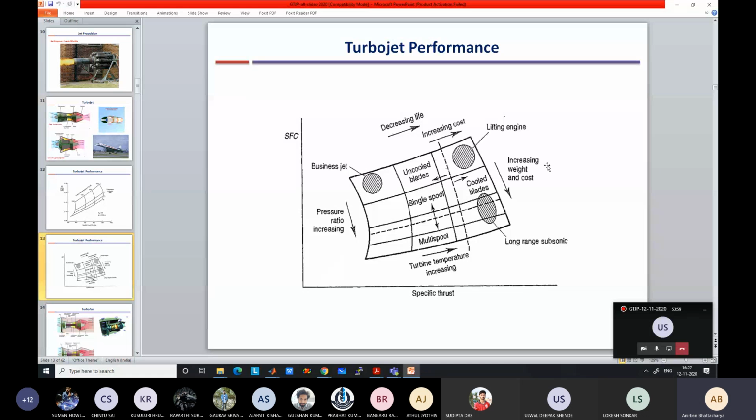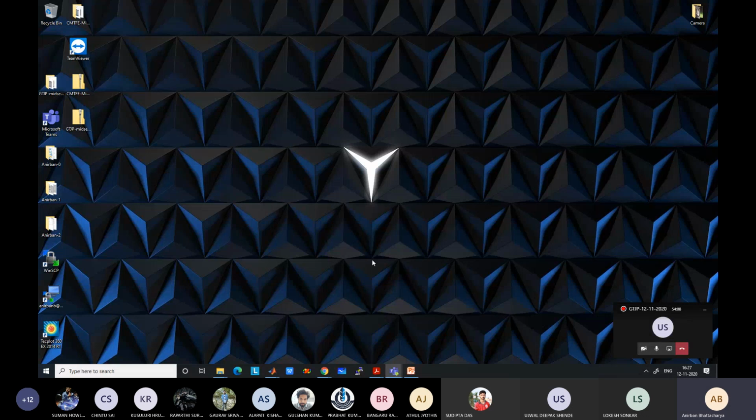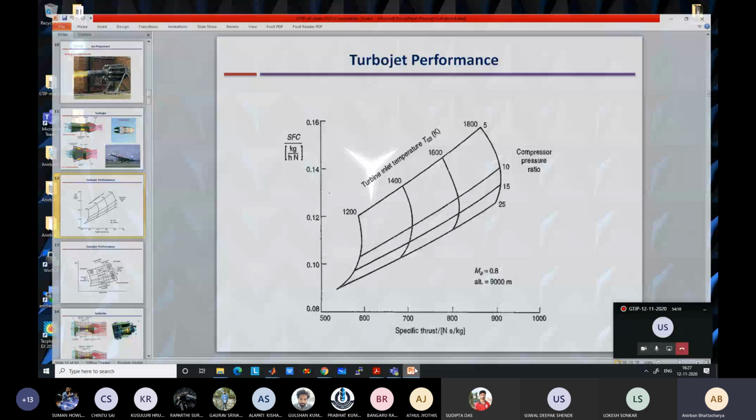Any questions on this turbojet part, what we have discussed for the last few classes? On nozzles and diffusers also should be clear because we will not repeat this discussion. If you want, you can go to the recording.